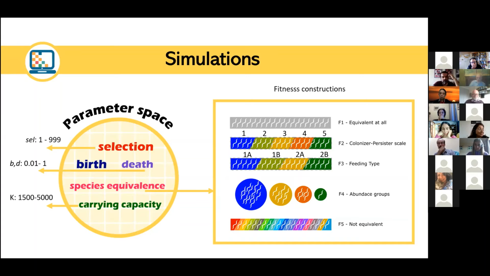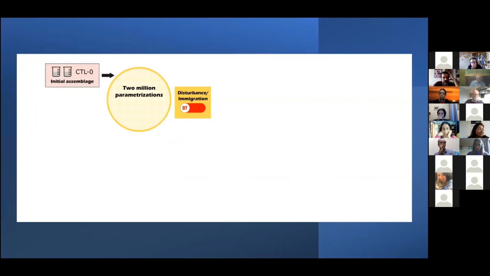And the last fitness construction considered all species as non-equivalent. So it means that all species are different from each other, having unique birth and death rates and response to disturbance. Our simulation starts using the same number of species and the same set of species abundances observed for the control microcosm 0, the initial assemblage. So we start the simulations with these assemblages.